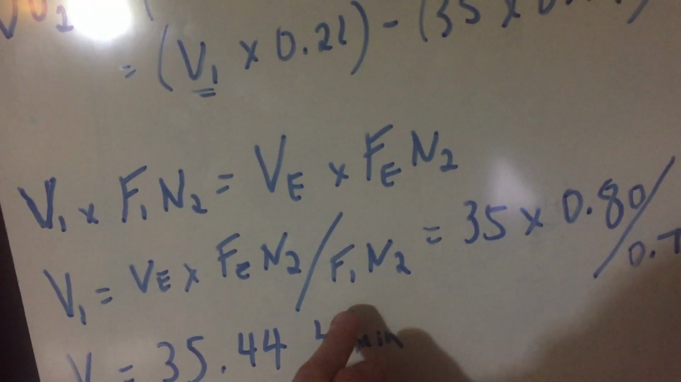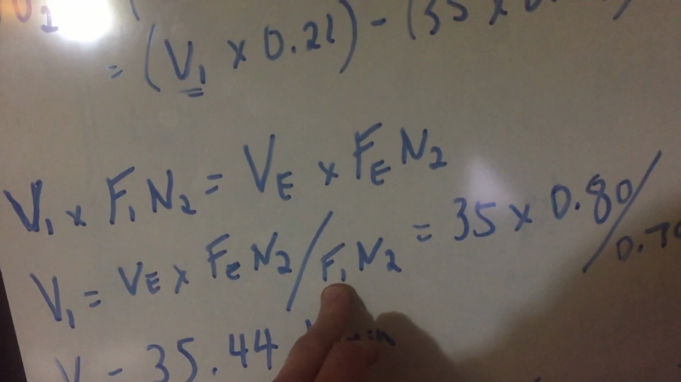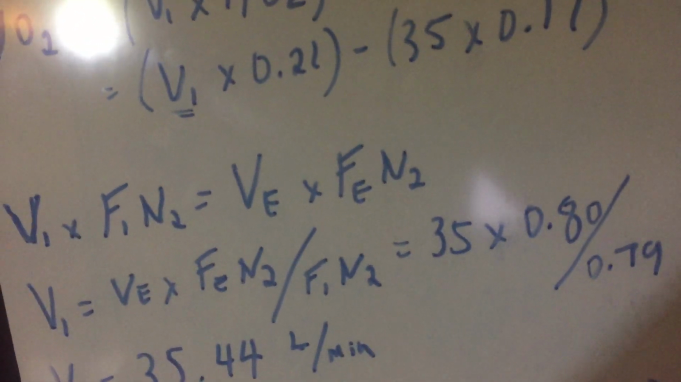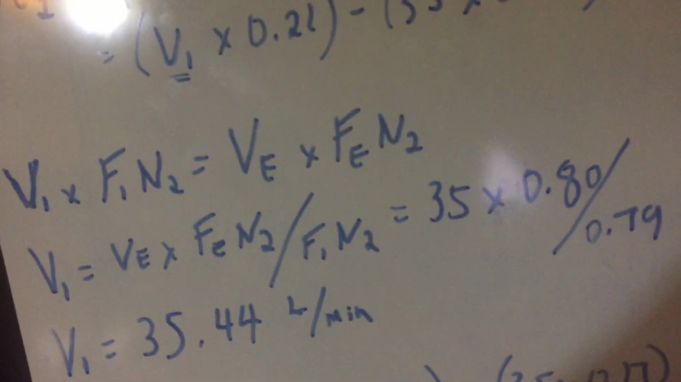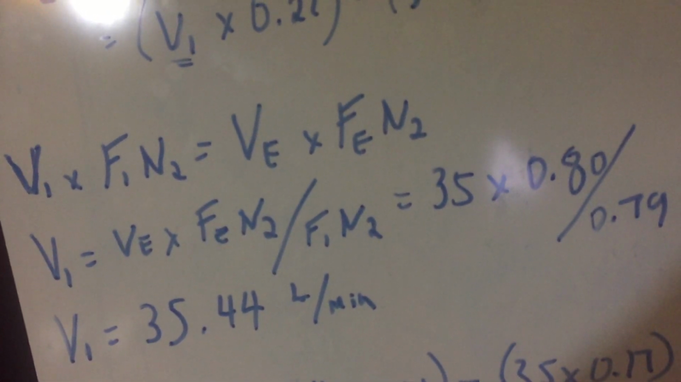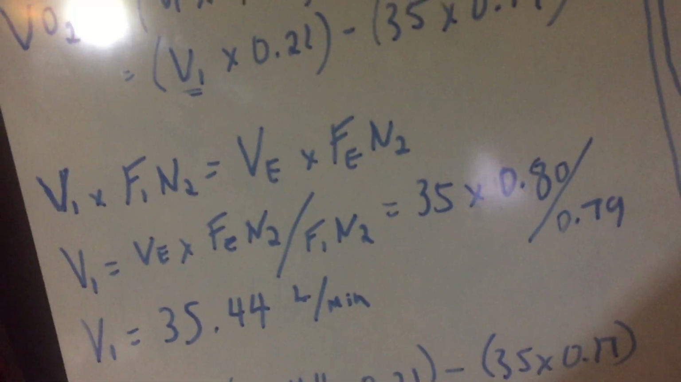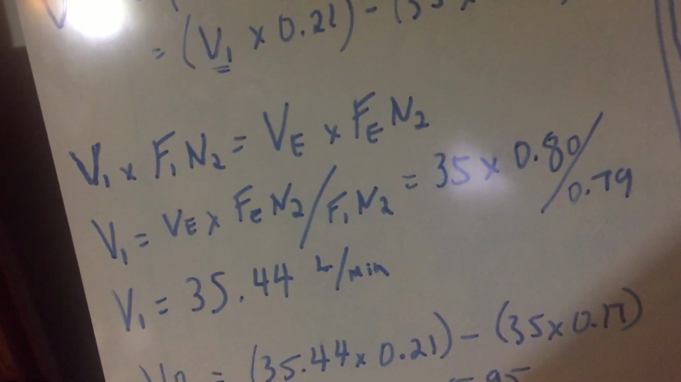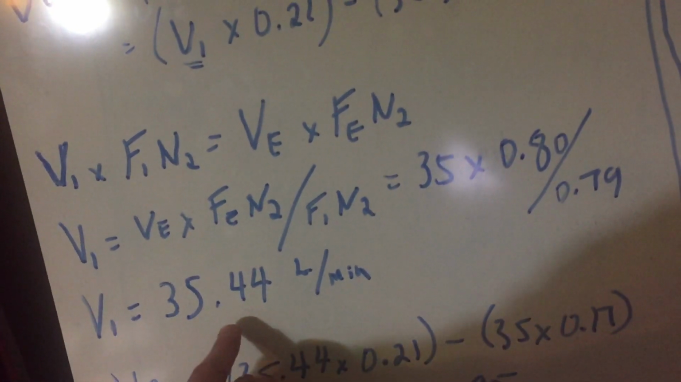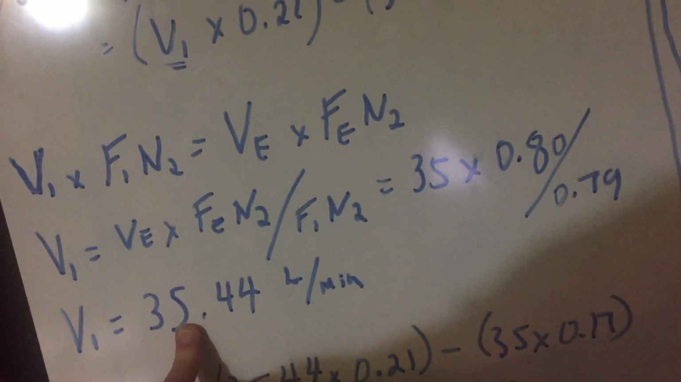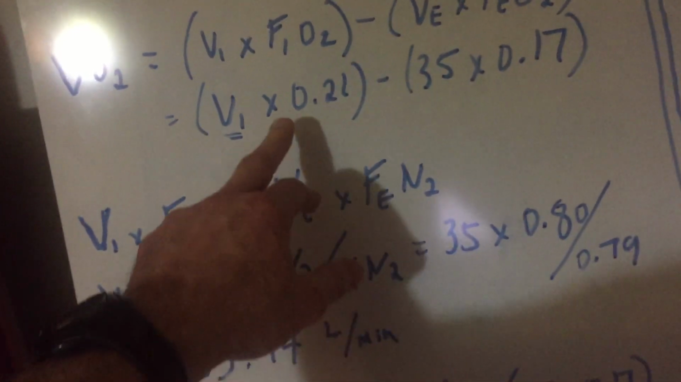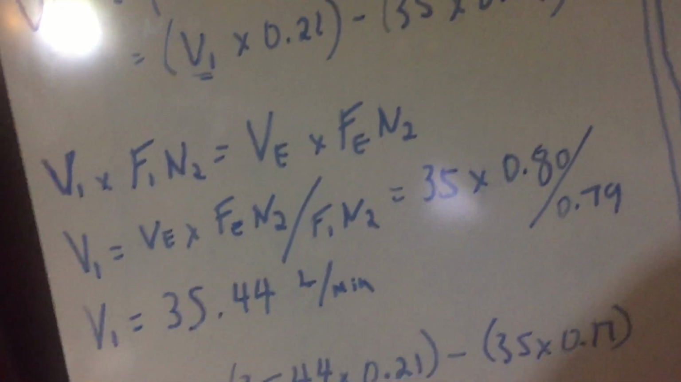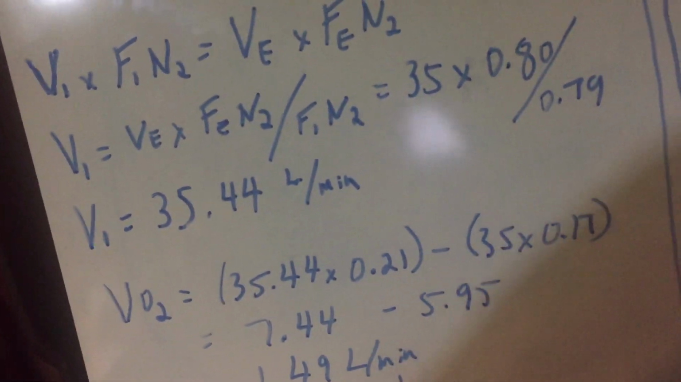The fraction of inspired nitrogen is always 79%. So the air we breathe is always 79%. From that equation, you can figure out your ventilation inspired is equal to 35 times 0.8 divided by 0.79. You get 35.44. So now you're going to take that number and plug it into this equation to solve for VO2. That's what I've done down here.